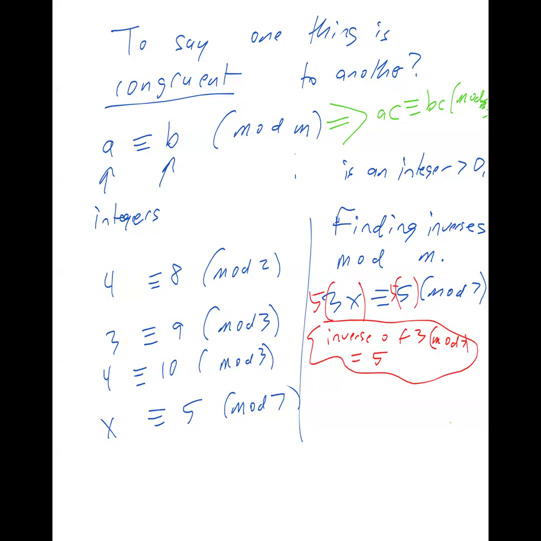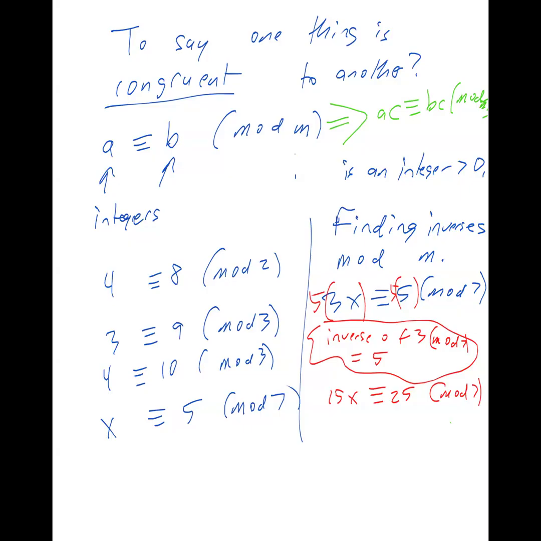Now I get the congruence 15x is congruent to 25 mod 7. And we know from above that AC is congruent to BC mod M, so that's true because I multiplied by a constant integer. So you are allowed to multiply by integers. But according to the property that says if you have AB congruent to something, you can replace either the A or the B or both of them by their remainder mod 7.